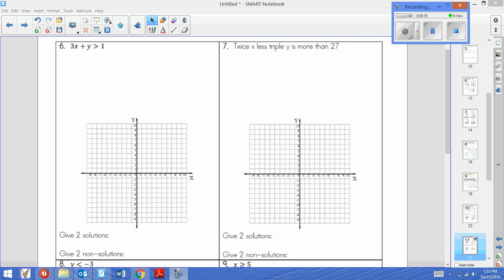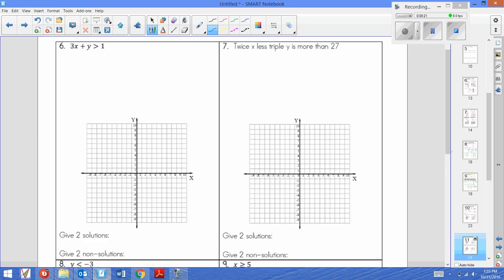Okay, moving on to question number 6, you can see right now that this isn't very easy to graph, just like it wouldn't be easy to graph if this had been an equation, because y is not alone. So let's bring the 3x over to the other side. So y is bigger than negative 3x plus 1. This is so much better. Plot your y-intercept, and since my slope is negative 3 over 1, I know I'm going to have a downward slope, so down 3 to the right 1. And again, cover the whole graph.